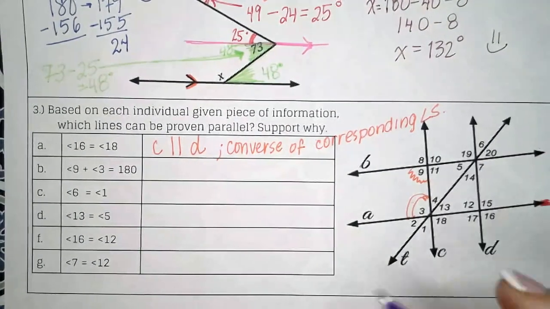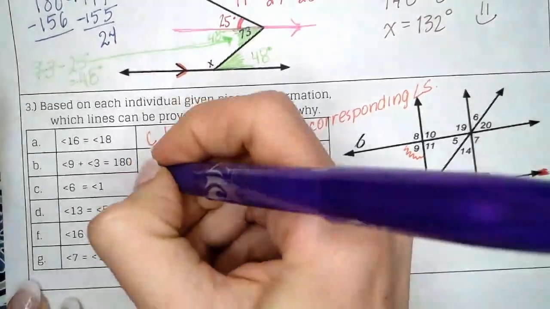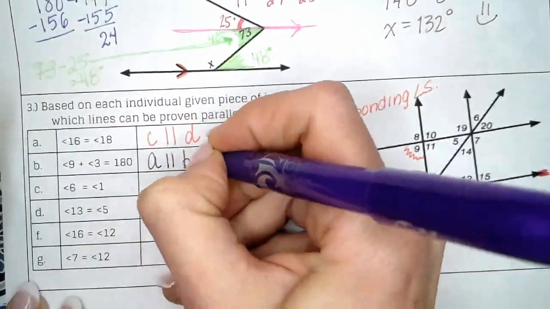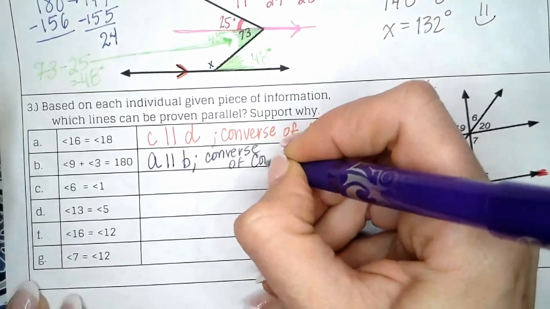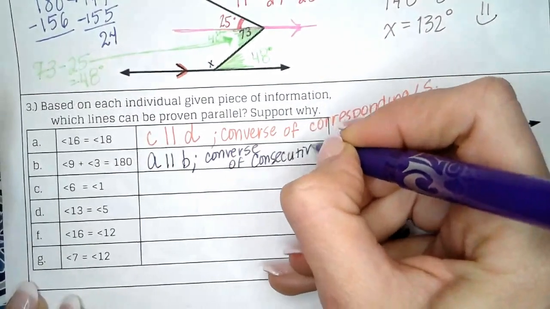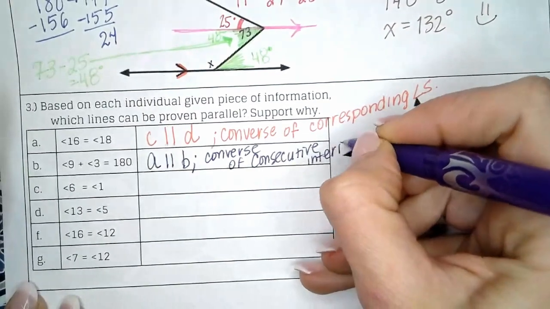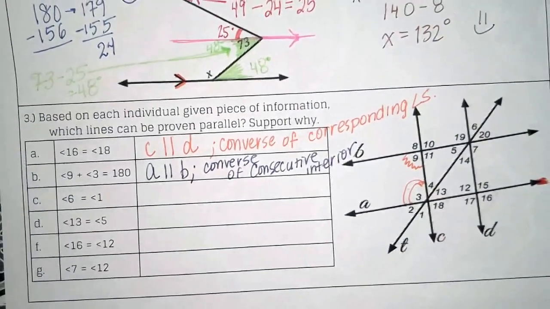So we'll go over here. We're going to say these two lines, that's the ones that we pointed out in the picture. A is parallel to B by converse of consecutive interior. Okay? Next, again, we could erase.